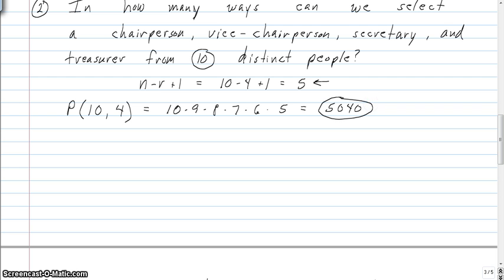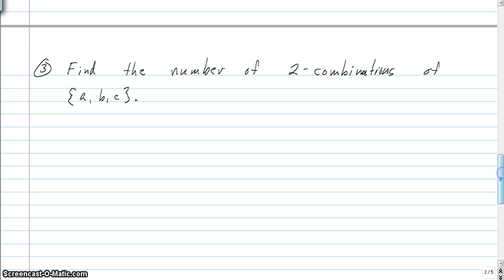lots of different committees that we can form, if we have 10 people and we're choosing 4 officers. Right, so that's a good example of a permutation. Of course, we can do the same type of thing with combinations.